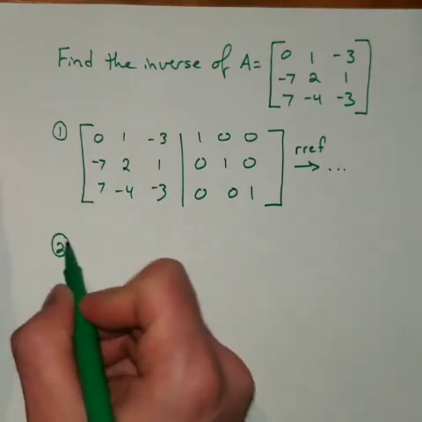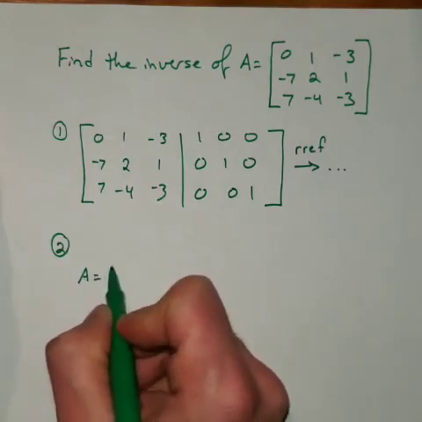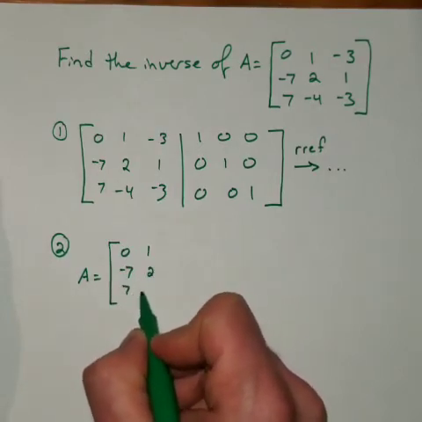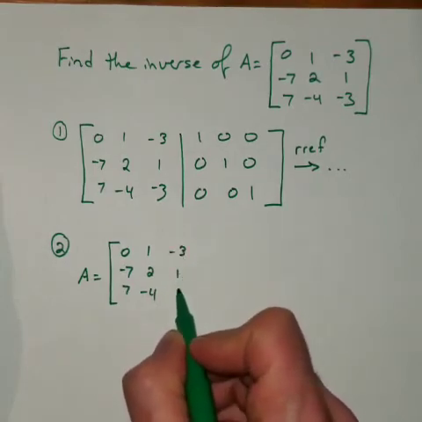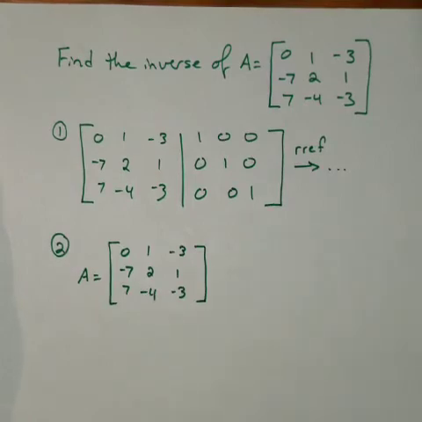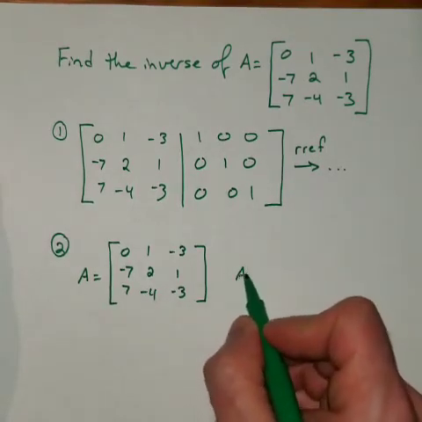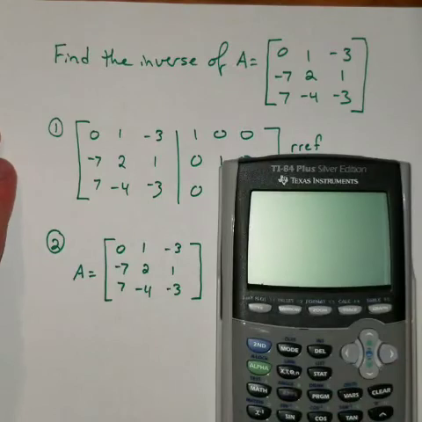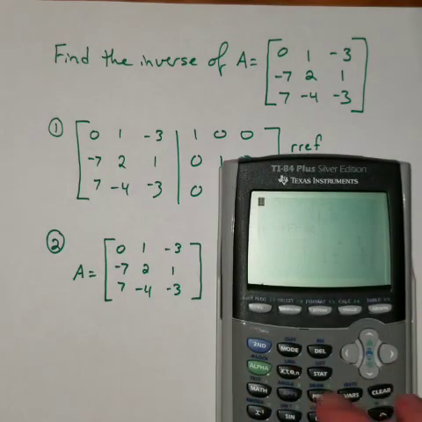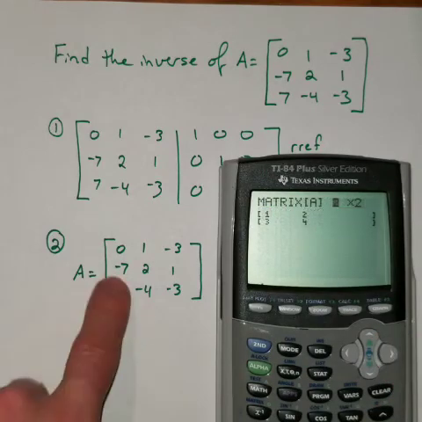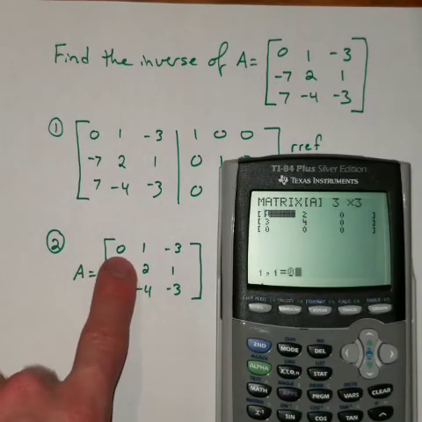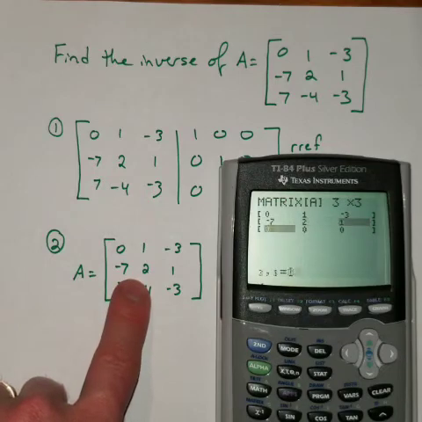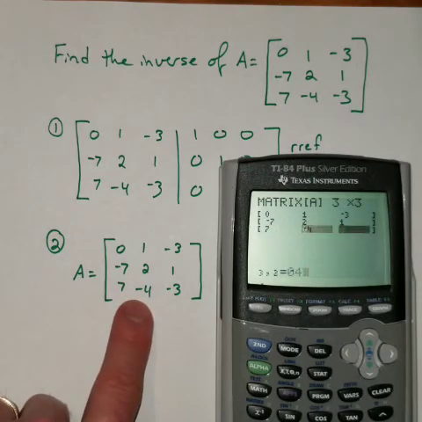My personal preference on these is to just plug in that matrix to your calculator, the A matrix, not the identity on the right, just the 3 by 3. Then do the A inverse directly on your calculator. So we could run through that real quickly here. Clear that out. Go to matrix. Now I'm going to go to edit, and I want to do a 3 by 3 and type all these in. 0 1 negative 3 negative 7 2 1 7 negative 4 negative 3.